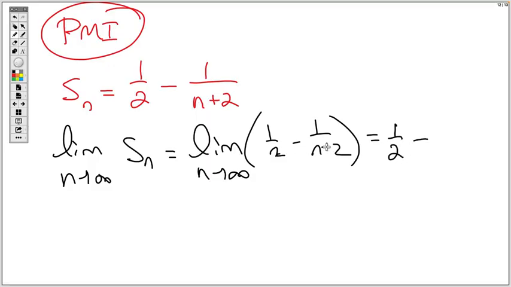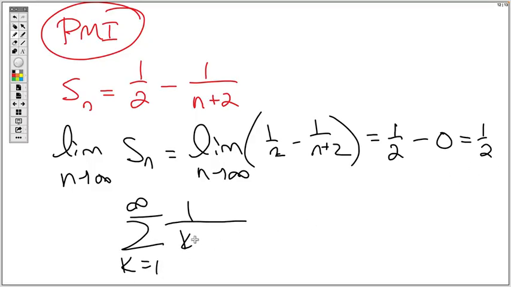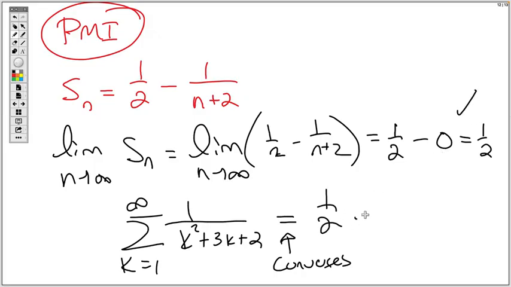What happens to the 1/(n+2)? So our final answer is 1/2. And so we can say that the sum from k = 1 to infinity of 1/(k² + 3k + 2) converges because the limit exists. But not only that, it converges to 1/2.